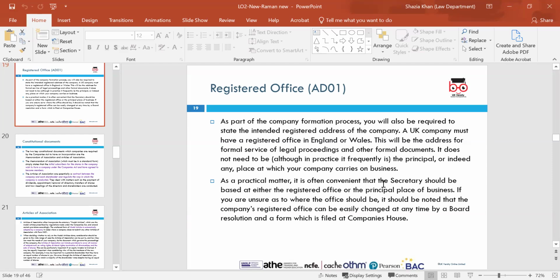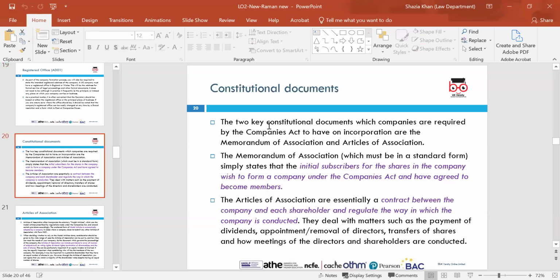It is often convenient that the registered office should be based at either the secretary's office or the principal place of business. If you are unsure as to where the office should be, it should be noted that the company's registered office can be easily changed at any time by board resolution and a form which is filed at Companies House. So it needs to have a registered office.